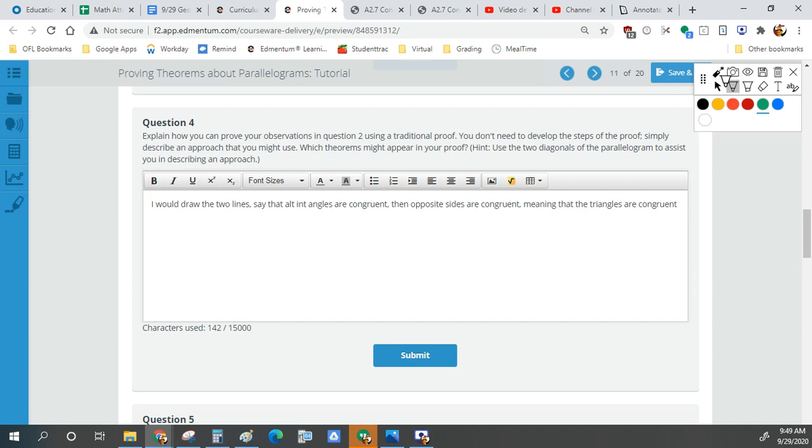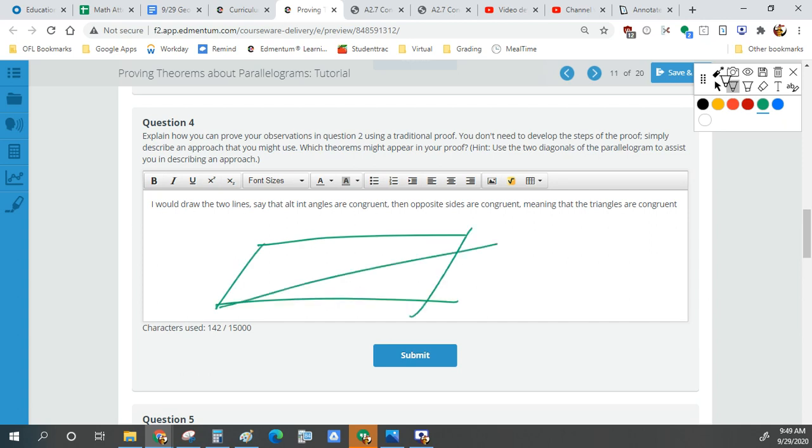Like I said before, if I drew it, I'm talking about this triangle and this triangle because of the angle-side theorem. Meaning that I can say that this angle, let me do a different color, this angle is equal to this angle, and this angle is equal to this angle.